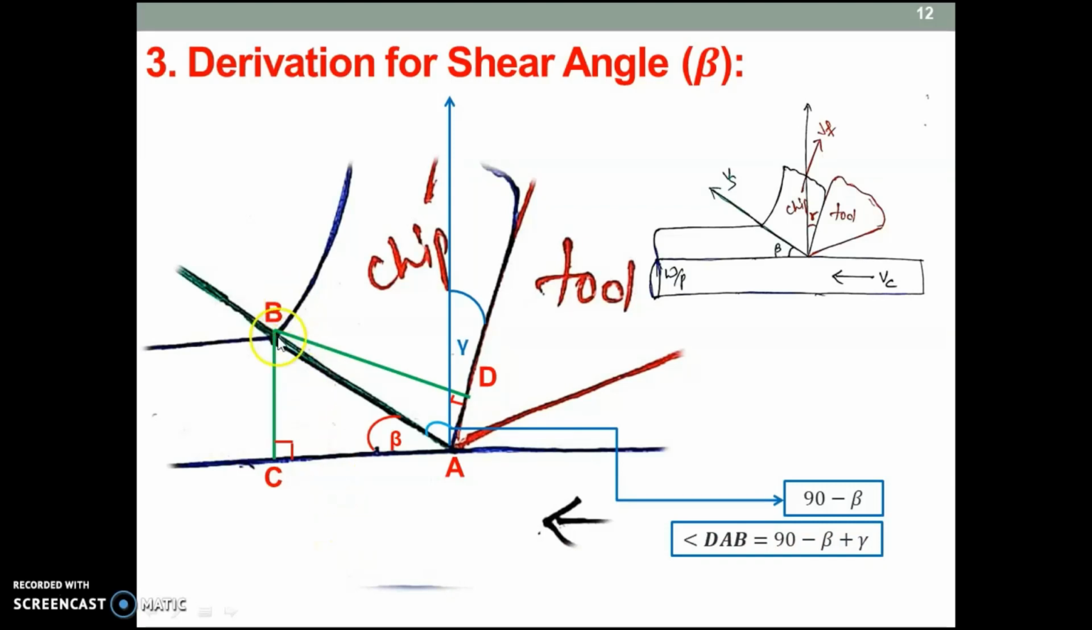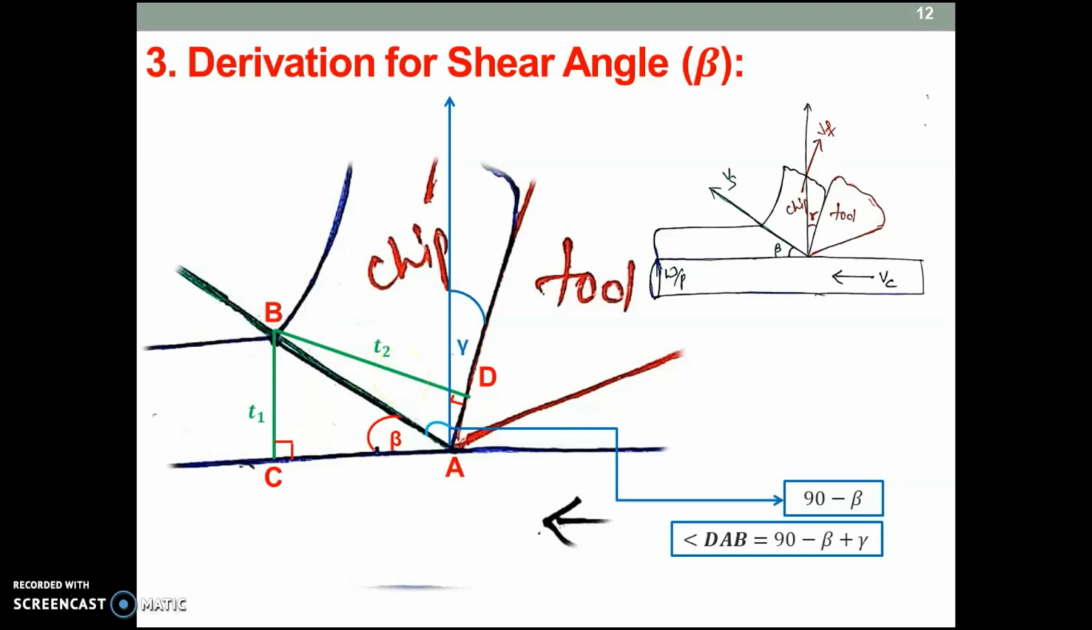Here, the length of the line BC is how much? You can see it is parallel to the thickness. Which thickness? The uncut chip thickness. So BC is nothing but T1. Likewise BD looks parallel to the chip thickness, so BD is nothing but T2. So BC is T1, the uncut chip thickness, and the length of the line BD is T2, the chip thickness.